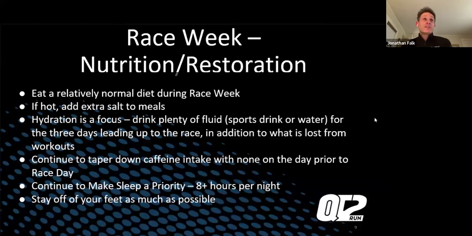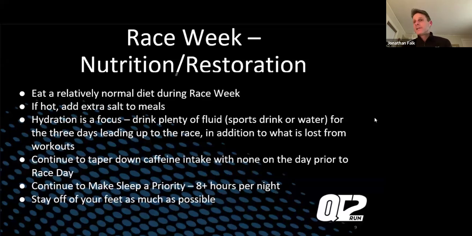If it looks like it's going to be a hot Boston, definitely think about adding a little bit of extra salt to your meals. Generally speaking, though, in my opinion, you don't really need to chase salt, because most of the food that we eat, especially if you're eating any kind of prepared foods, has too high a salt intake to begin with. But if you're eating a very clean diet, that might be a consideration.